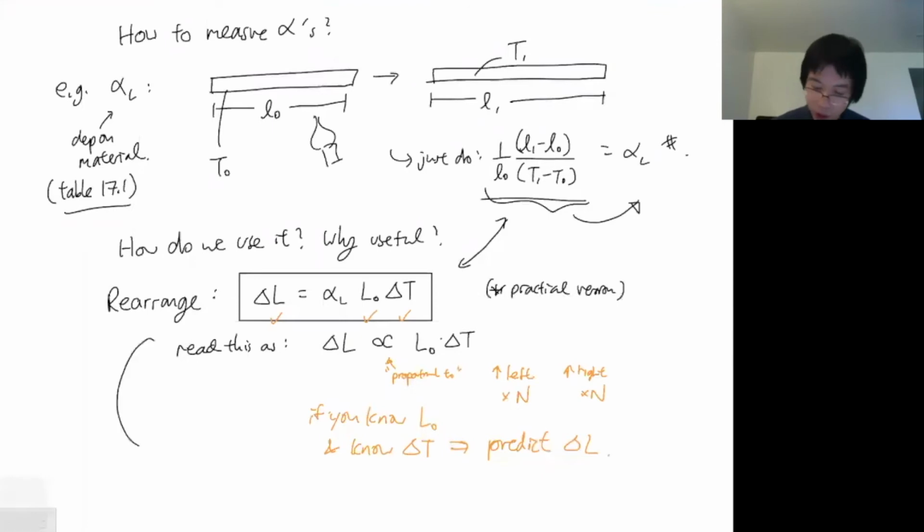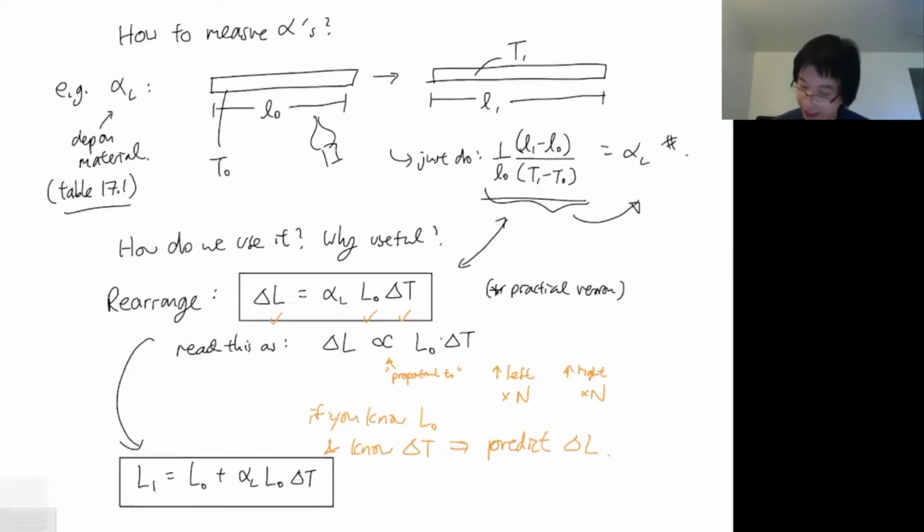Or there's one more. You can rearrange this and write the left-hand side as L1 minus L naught, so you can put the L naught to the other side as well. So you have L1 equals L naught plus alpha L naught delta T. This is another useful one, because a lot of times you actually want L1, as I just showed here. So you actually want to know L1, so this is good.